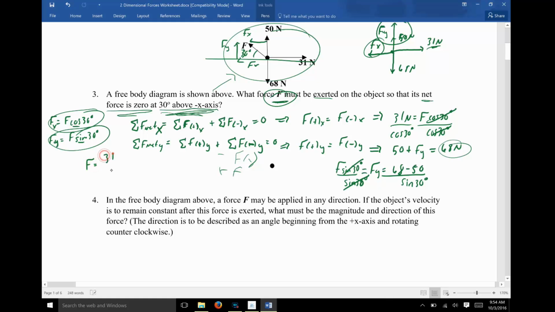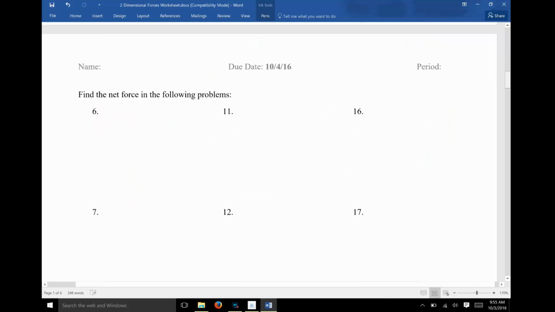F equals 31 over cosine 30 degrees, and it's also equal to 68 minus 50 over sine of 30. And that there is how you would find F. So you can use either this one or this one, and it is completely up to you at this point.